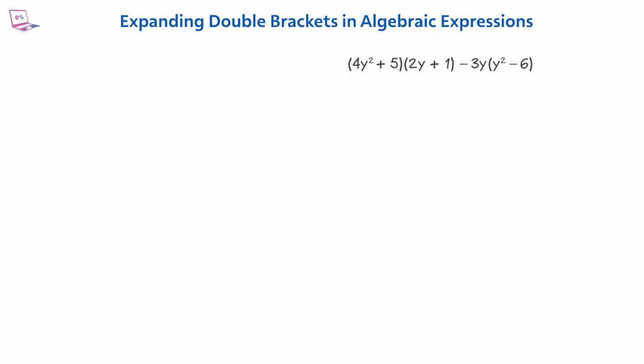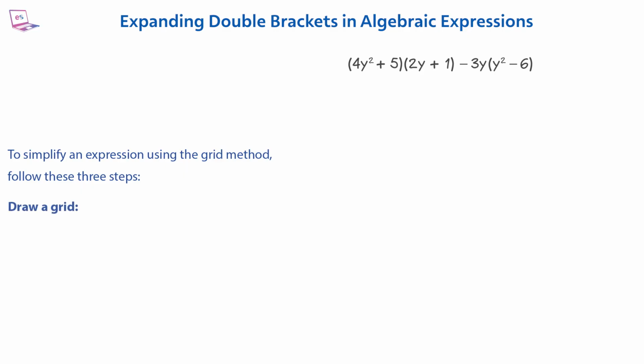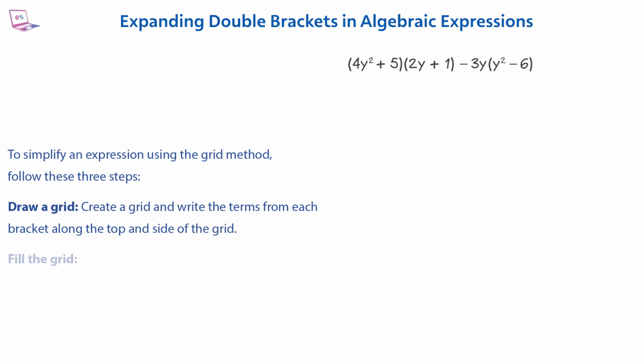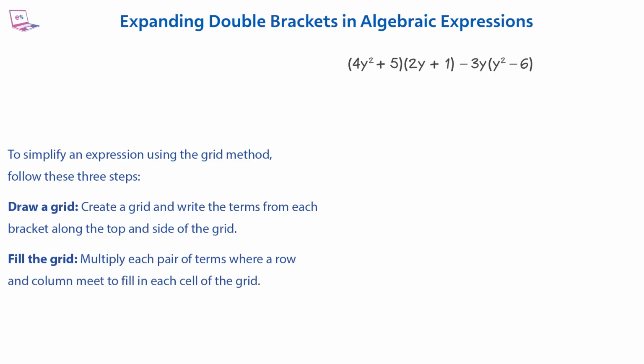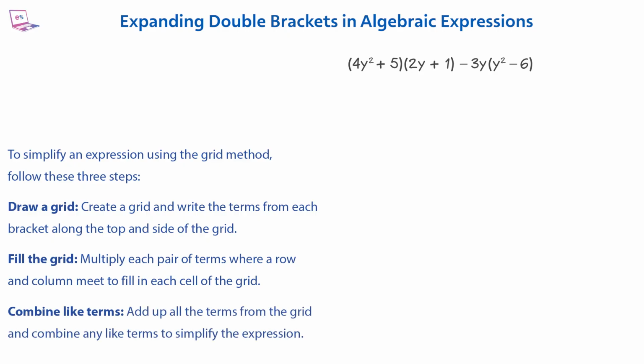First, let's take the expression in double brackets: 4y squared plus 5, times 2y plus 1. To simplify an expression using the grid method, follow these 3 steps. Draw a grid. Create a grid and write the terms from each bracket along the top and side of the grid. Fill the grid. Multiply each pair of terms where a row and column meet to fill in each cell of the grid. Combine like terms. Add up all the terms from the grid and combine any like terms to simplify the expression.